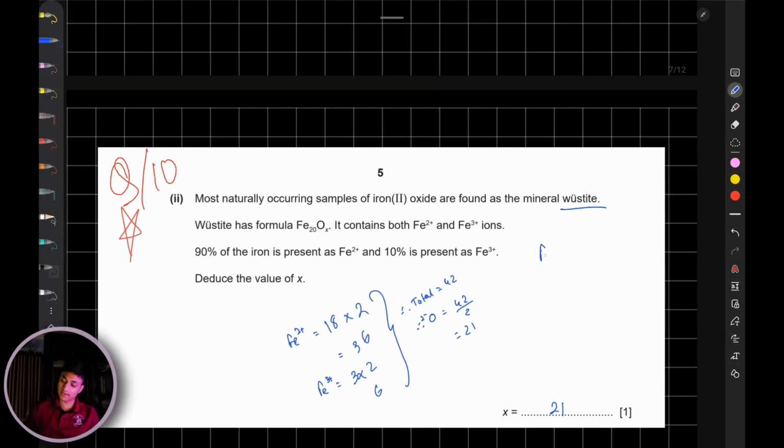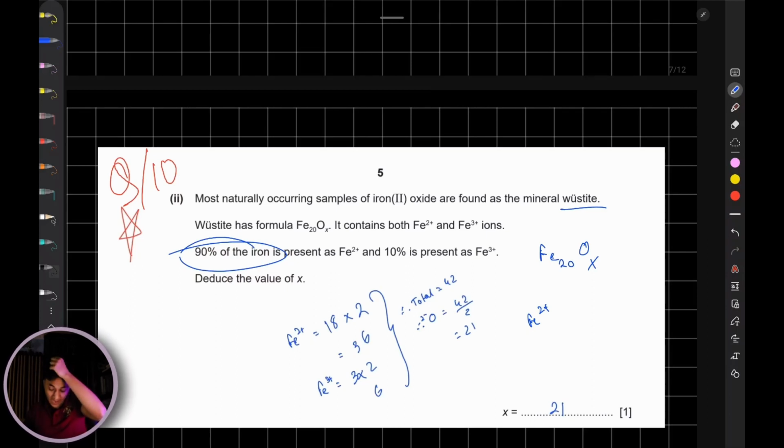Now, you have this Fe20OX. They're asking you, what is the formula of this compound? That is, what are the moles of oxygen present in this compound, right? So how are you going to find that? They've given you the clue. That is, 90% of the iron that is present has an oxidation state of what? Fe2+, right? Fe2+. And 10% has Fe3+ oxidation state.